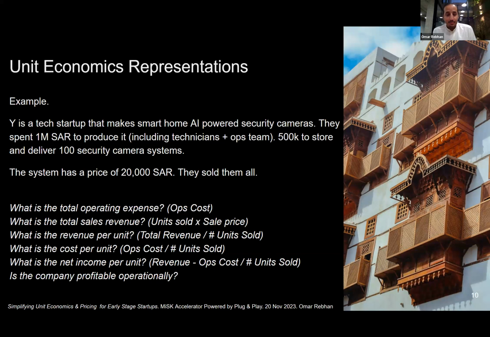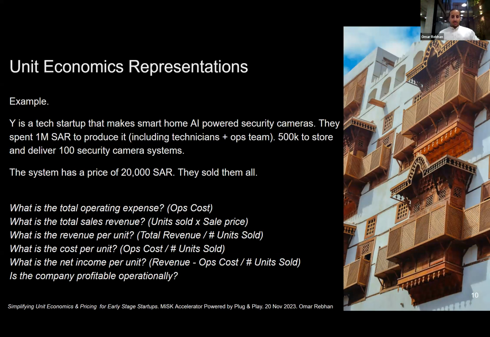Say a tech startup that makes smart home AI-powered security cameras. It's not a real example. I mean, it's a good example, but what I mean is it's a practical example. They spent 1 million riyals to produce the camera systems, and that includes technicians and ops teams. Good. And they spent another 500,000 to store and deliver 100 security camera systems. The system has a price of 20,000 Saudi riyals, and they sold them all.